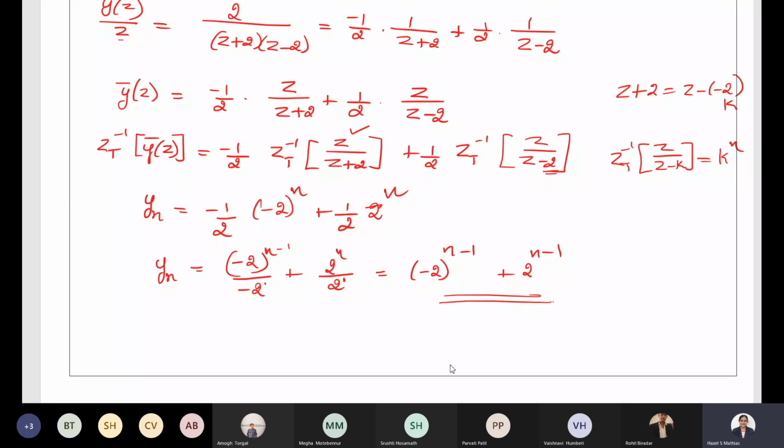So this is the solution of the difference equation. Is it okay, everyone?